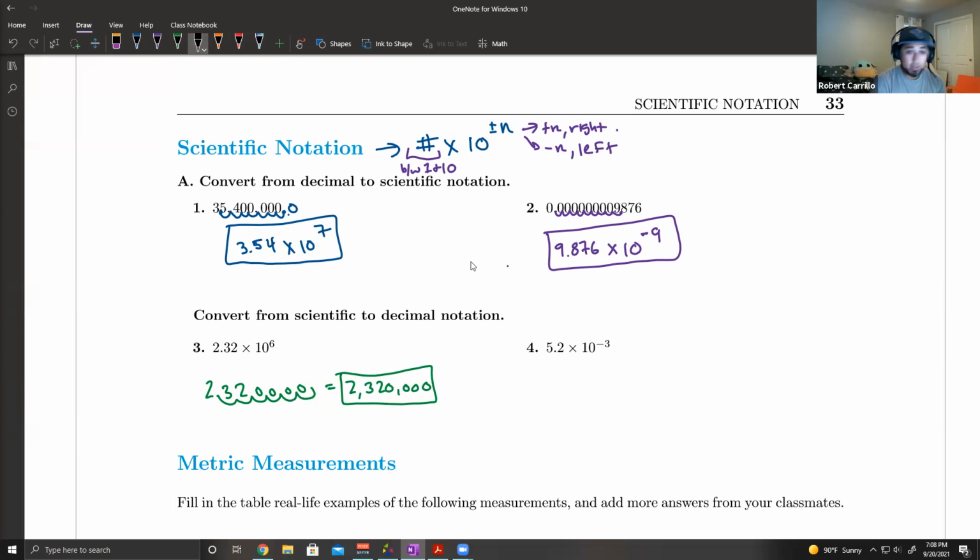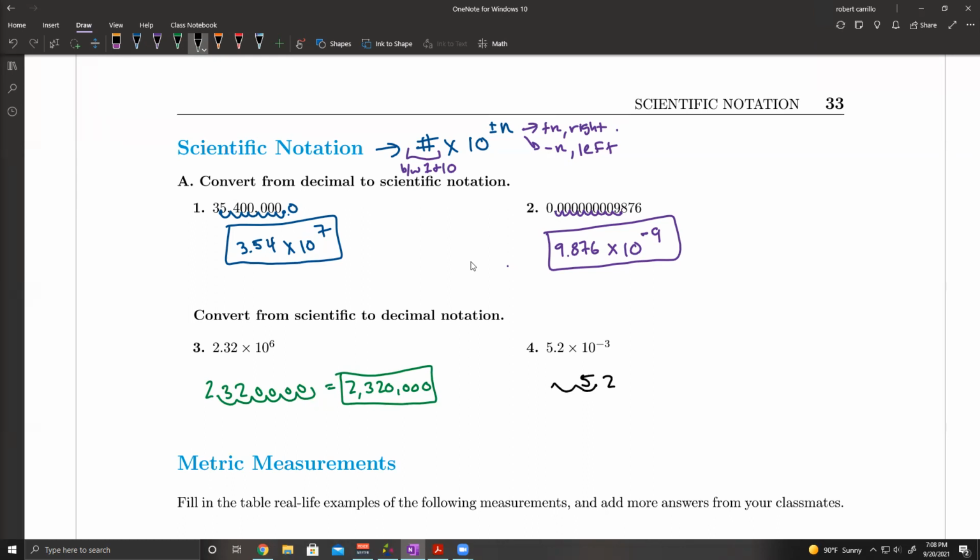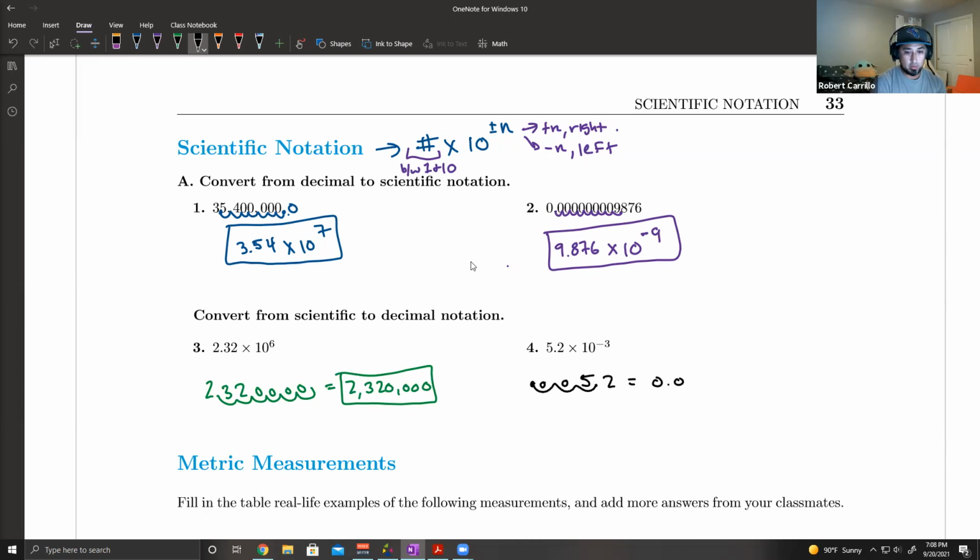Next one. 5.2 times 10 to the negative 3. Which way are we going to move that decimal? To the left. How many spaces? 3. 1, 2, 3. There it is. 0, 0. And we get 0.0052.